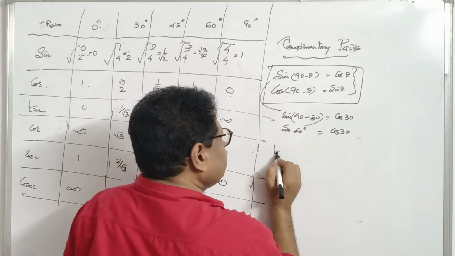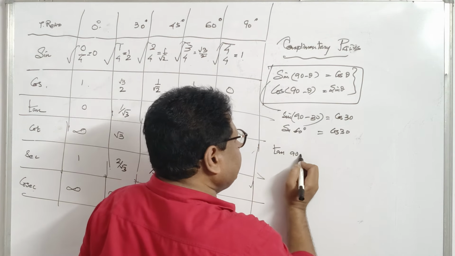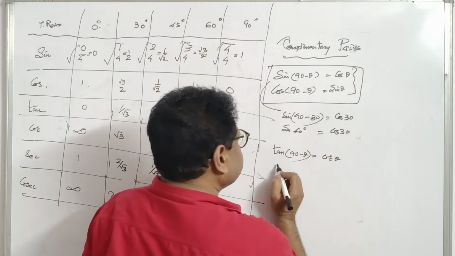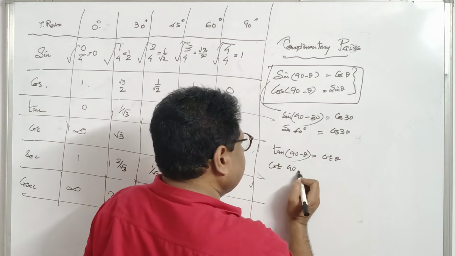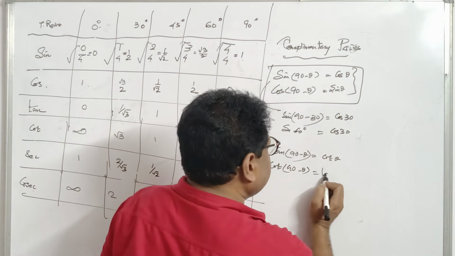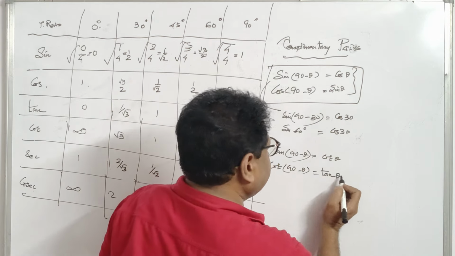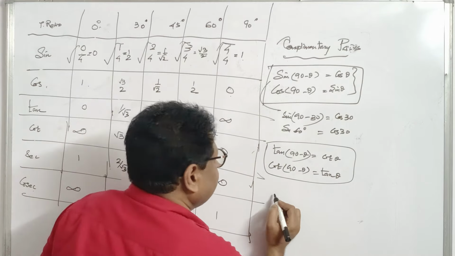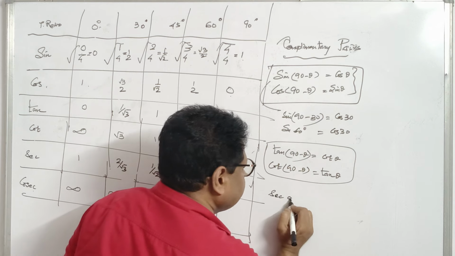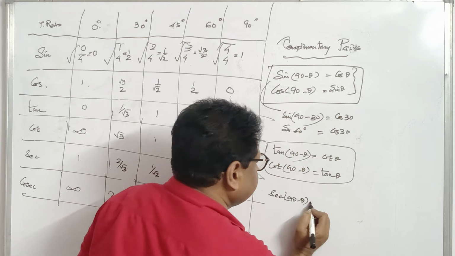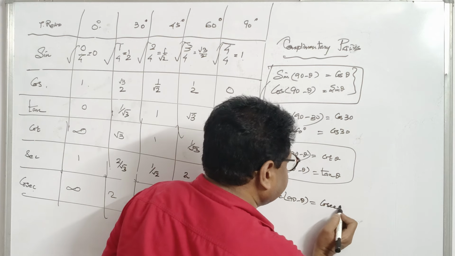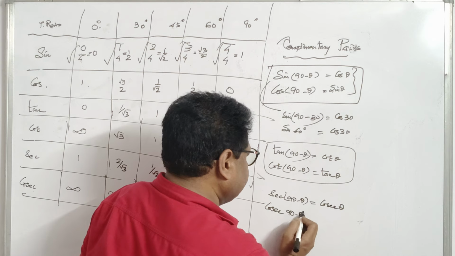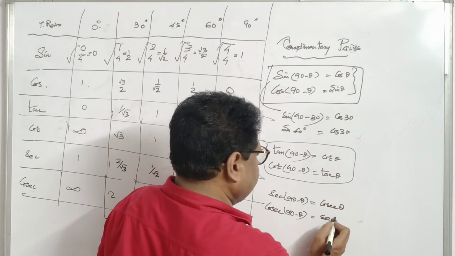The second pair is for tan and cot. Tan of 90 minus theta equals cot theta. Similarly, cot of 90 minus theta is tan theta. Then we have the third pair, that is sec and cosec. Sec 90 minus theta is cosec theta, and cosec 90 minus theta is sec theta.